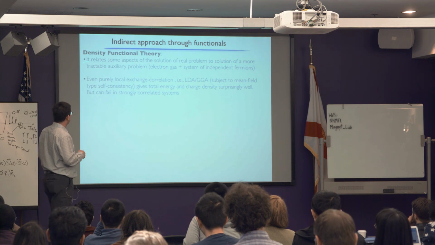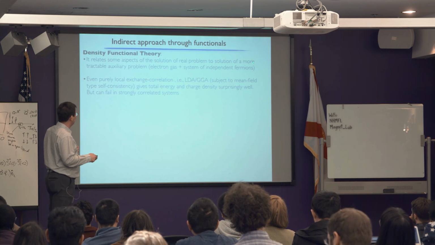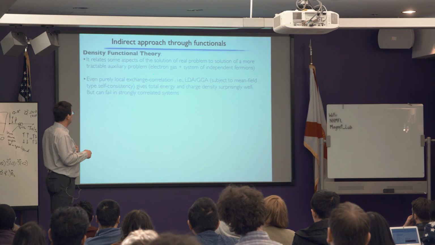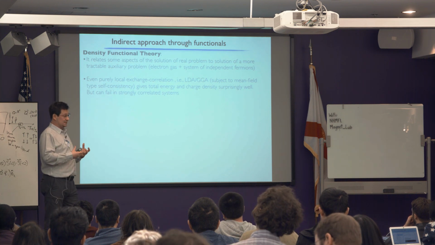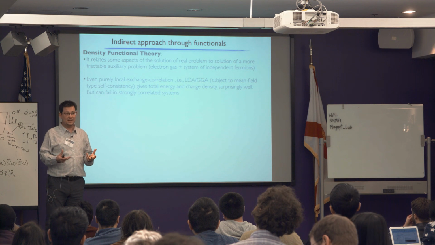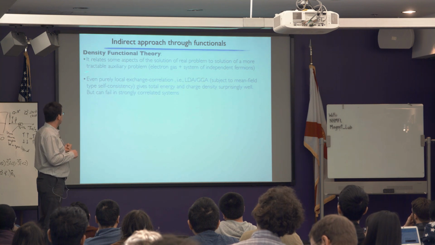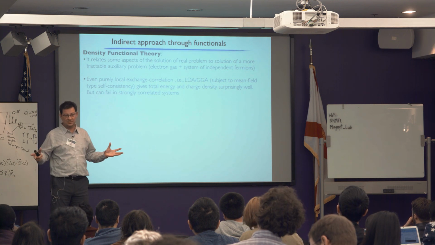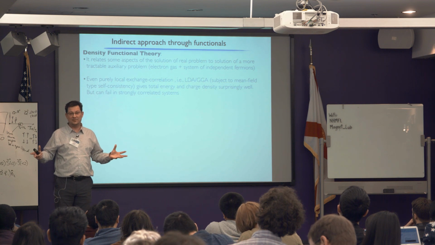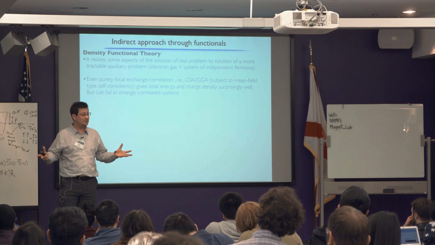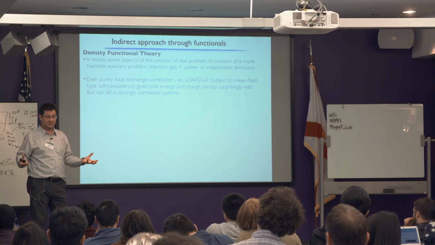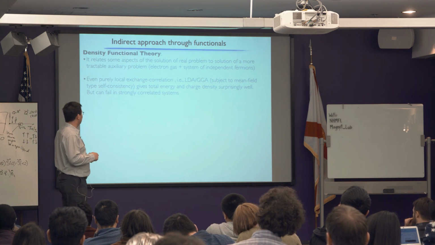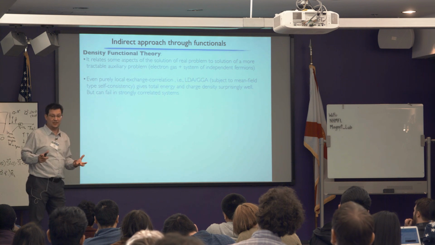And what does it do? It relates some aspects of the solution of the real problem to the solution of a more tractable auxiliary problem, which is the electron gas plus a system of independent particles. So you're targeting not the entire solution of the many-body problem, the wave function, which is extremely hard to calculate in complicated solids. What you're targeting is charge density and total energy. And this can be done reasonably well.